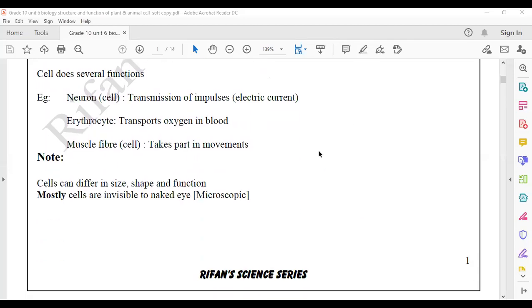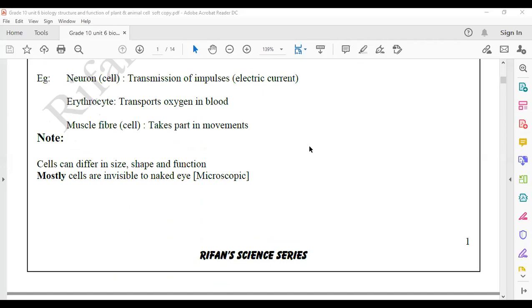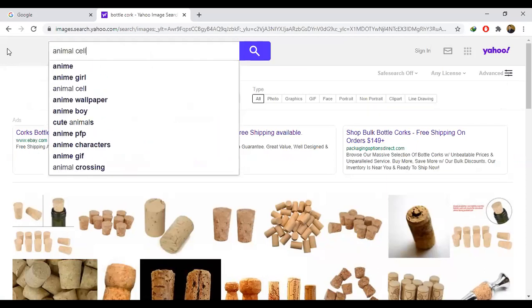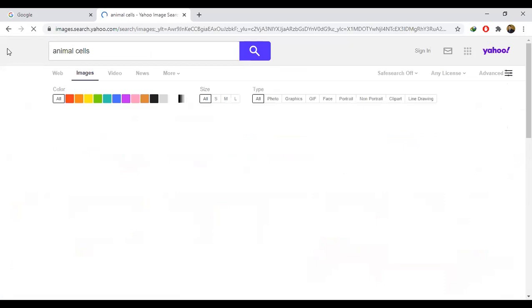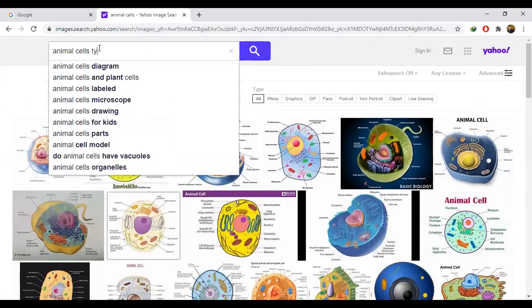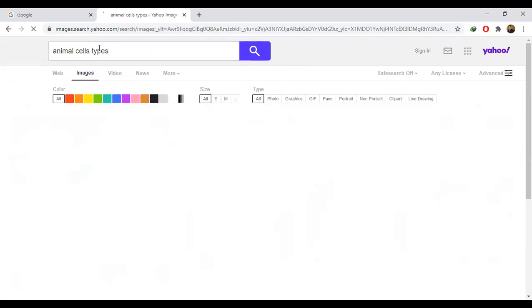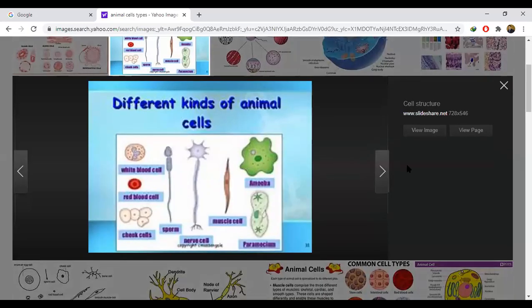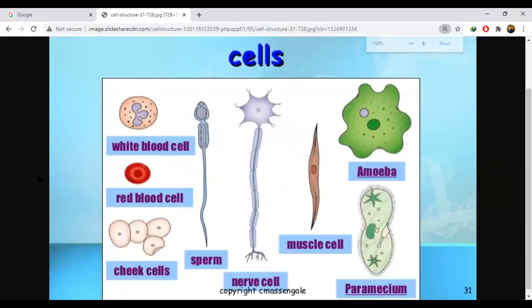Coming from there to the next one. Cells differ in size. Cells differ in shapes. Cells differ in functions. Now see, I'm searching for the word animal cells. If I search for animal cells, types of animal cells, you see here, there are different types, sizes of cells there. See this diagram.